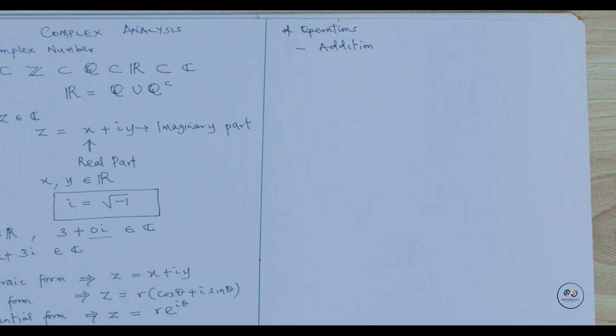Now, for complex numbers, addition is done component-wise, which means the real part will add to the real part, and the imaginary part will add to the imaginary part, right? Think about complex numbers the same way you think about vectors in real analysis. For vectors, you add component-wise. The same thing happens for complex numbers. You also add them component-wise or part-wise in this case.